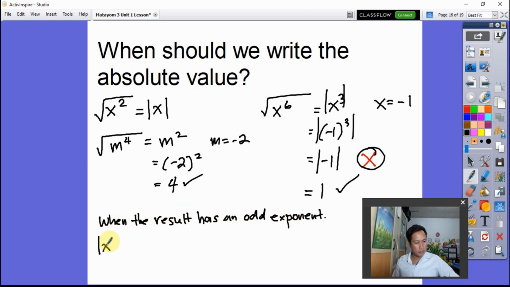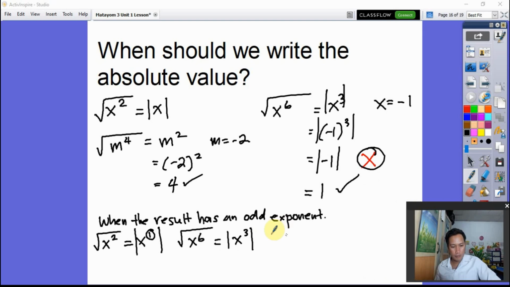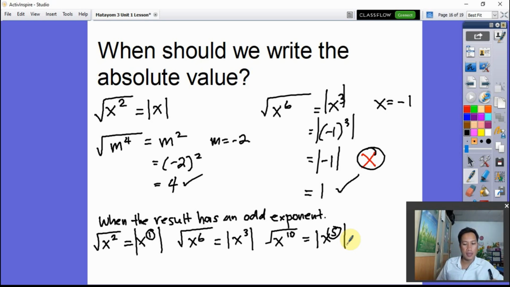Okay, so let's say for example, x. This is an odd exponent, so we put the absolute value sign. And let's have another one, x to the power of 3. We put the absolute value sign. Root of x to the power of 10, it has an odd exponent, so we put the absolute value sign. Alright, so when should we write the absolute value? When the result has an odd exponent.